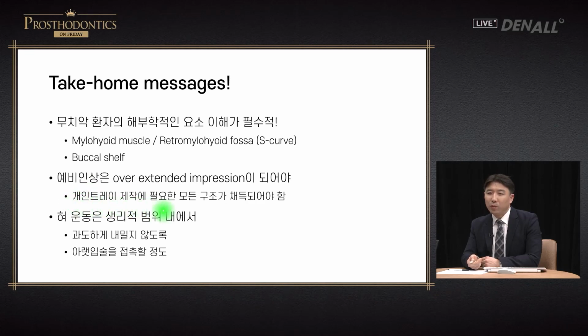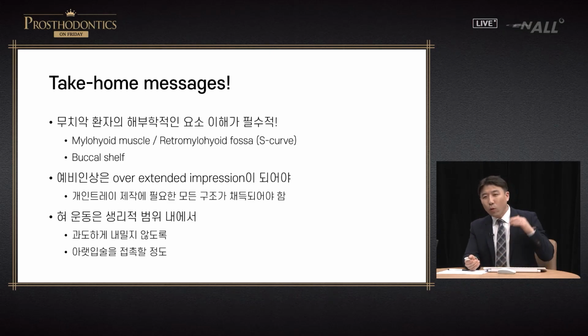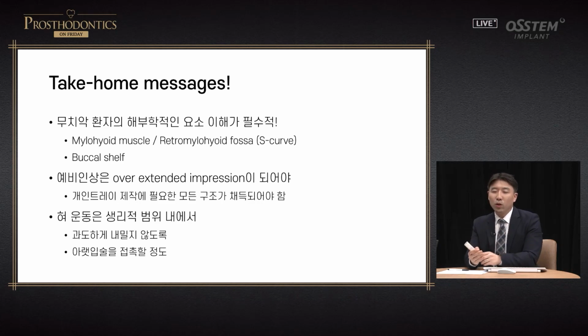All structures that are required to fabricate a custom tray need to be registered. As for tongue movement, you need to have the patient push the tongue forward in a round manner. If the patient sticks the tongue out too much, the denture can become shorter. It should be within the physiologic scope, up to the point where the lower anterior teeth are. That's how much the patient should stick the tongue out.